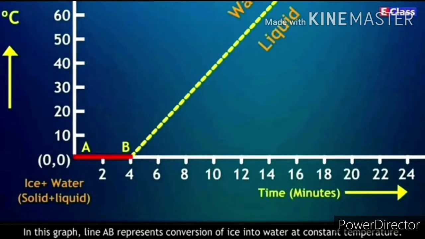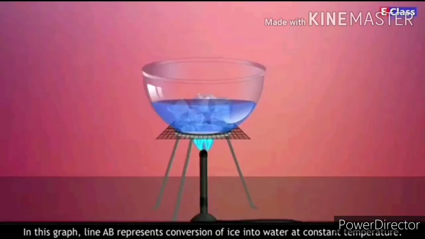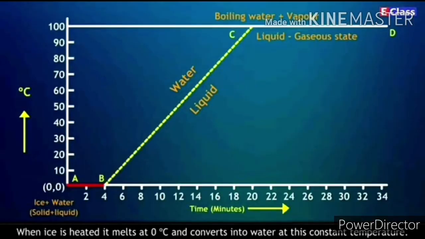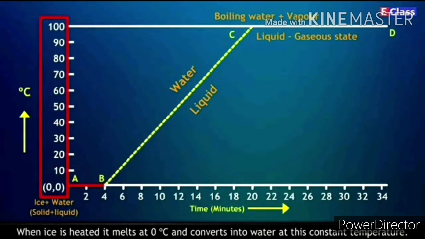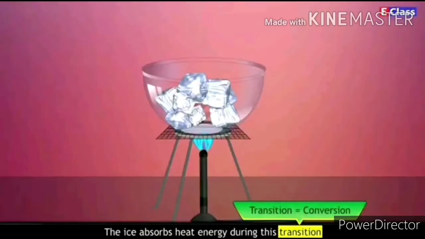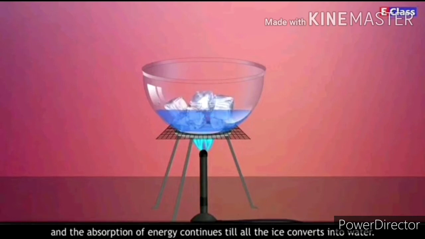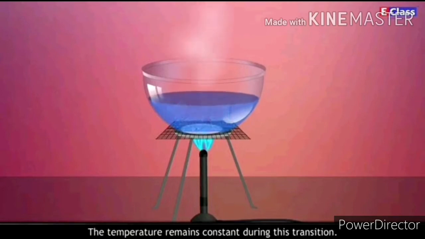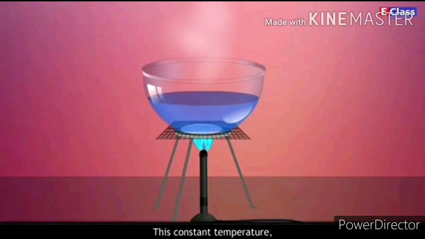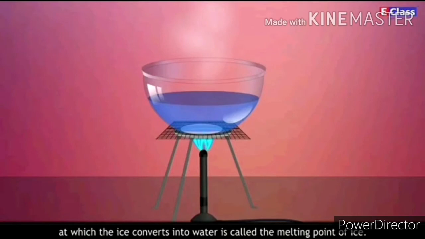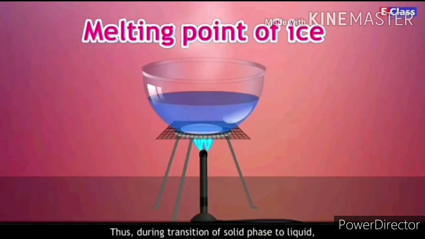In this graph, line AB represents conversion of ice into water at constant temperature. When ice is heated, it melts at 0 degree centigrade and converts into water at this constant temperature. The ice absorbs heat energy during this transition, that is conversion, and the absorption of energy continues till all ice converts into water. The temperature remains constant during this transition. This constant temperature at which ice converts into water is called the melting point of ice.